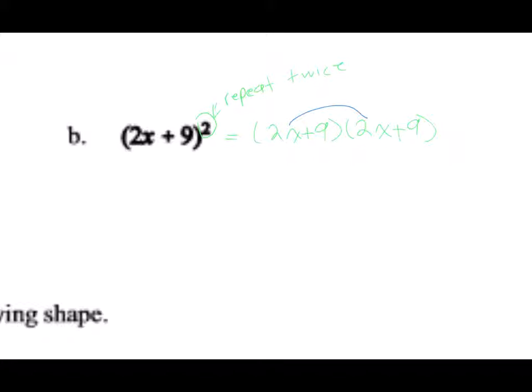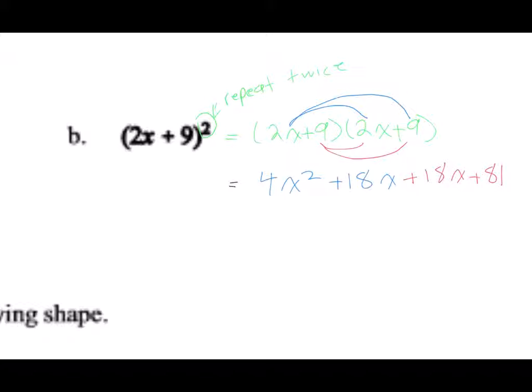The 2x times the 2x and the 2x times the 9. And then we take the 9 in the first bracket and multiply by everything in the second bracket as well. So when we write our second line, we're going to get 4x squared in blue plus 18x, plus 18x in red, because we took this 9 times everything in the second bracket, plus 81.